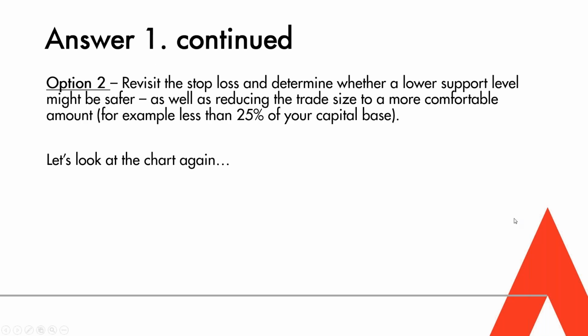So option 2, revisit the stop loss and determine whether the lower support level might be safer, as well as reducing the trade size to a more comfortable amount. So for example, less than 25% of our capital base. So that's really what we're aiming for, is to get that outlay under 25% of our account. So let's take a look at the chart once again.